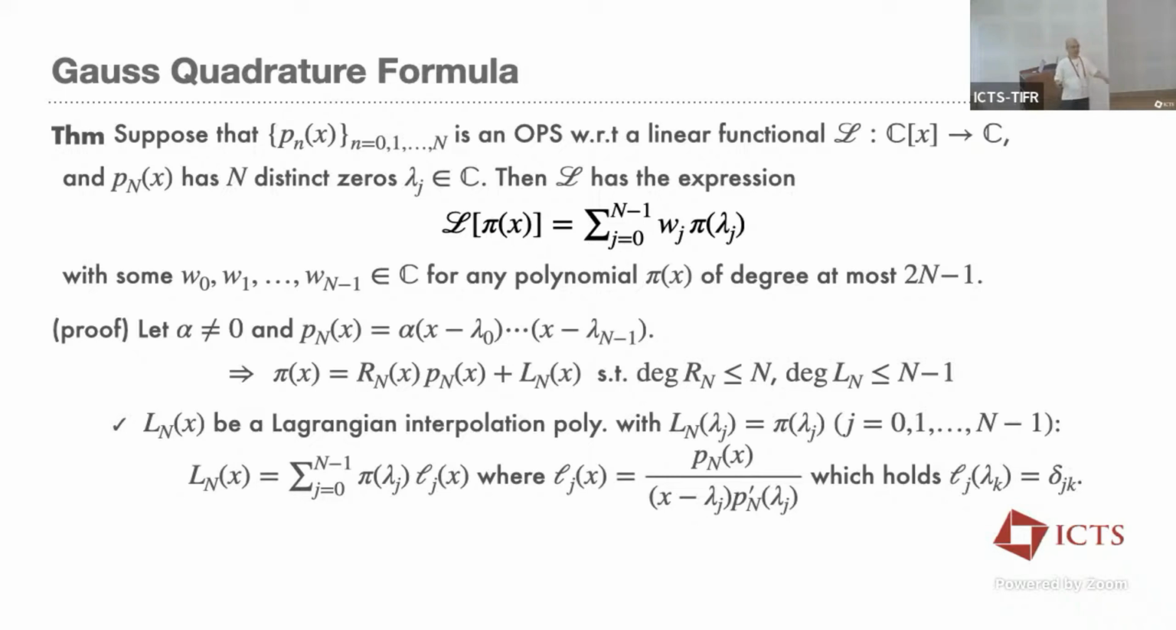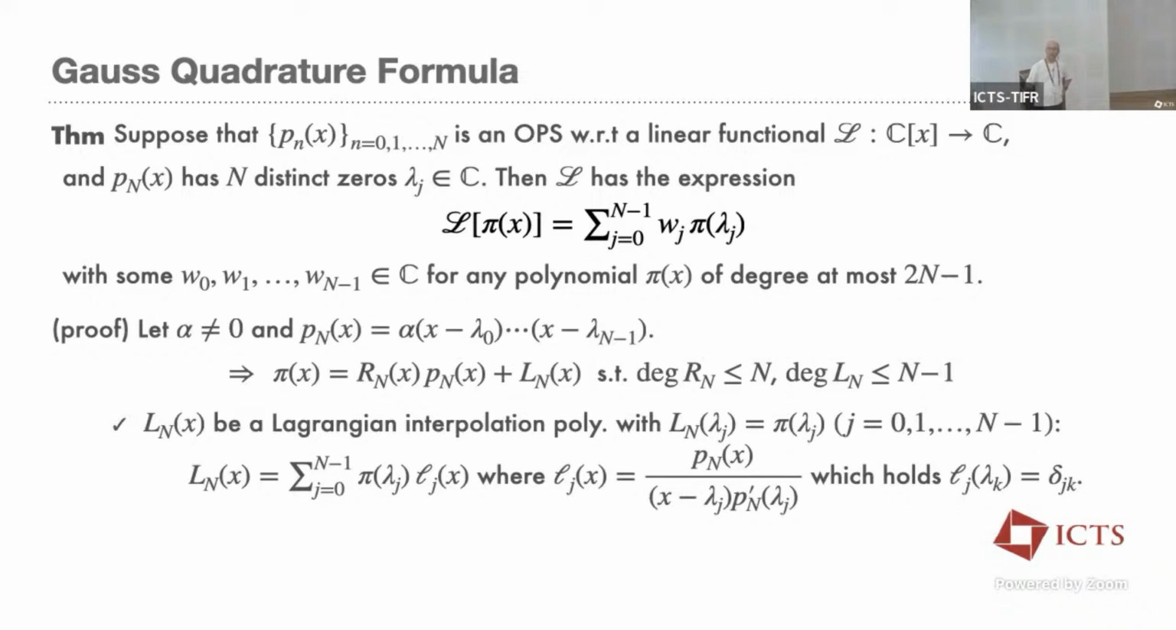And we can consider a quotient formula. We divide pi(x) by P_N(x) with a quotient R_n and some remainder L_n(x), where the degree of L_n(x) is less than N. So R_n and L_n are polynomials of some degree. Here we are assuming L_n(x) could be given by a Lagrangian interpolation polynomial.